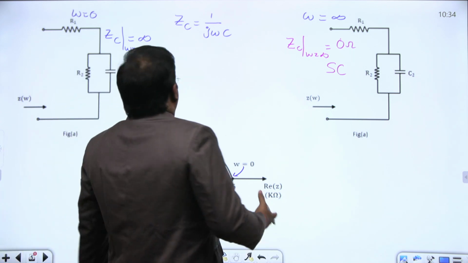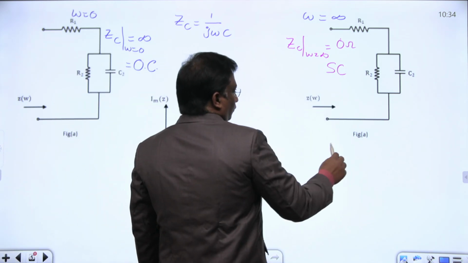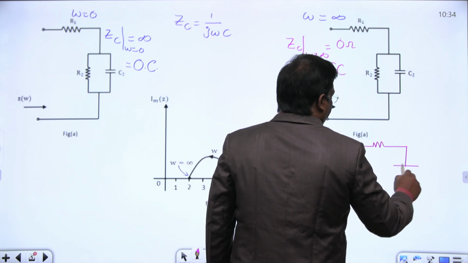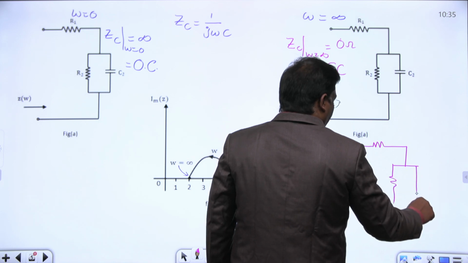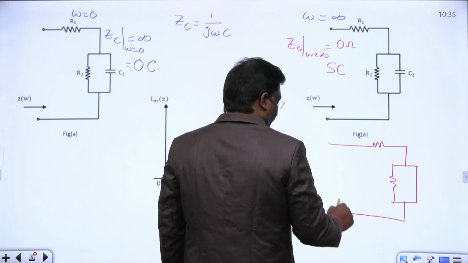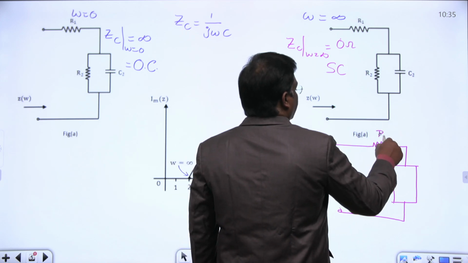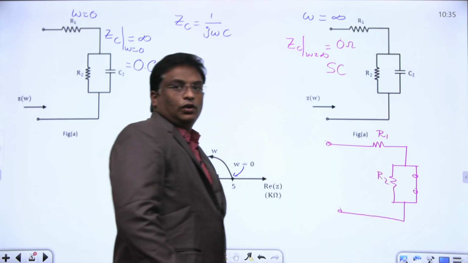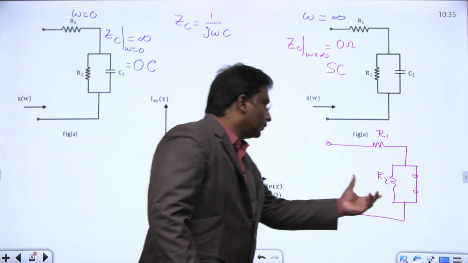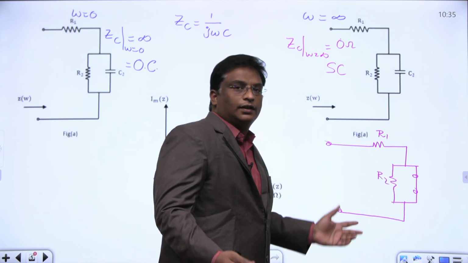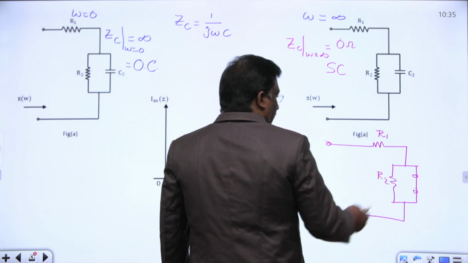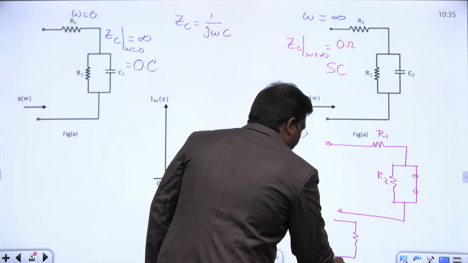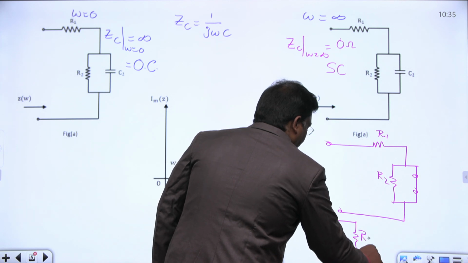If I take this diagram, at omega equal to infinity, this capacitor behaves like a short circuit. This is R1, this is R2. Capacitor behaves like a short. We know that anything parallel to a short is nothing but a short circuit. Resistor parallel to short is short itself. This resistor R2 does not have any significance. Therefore, only R1 is coming into the picture here.